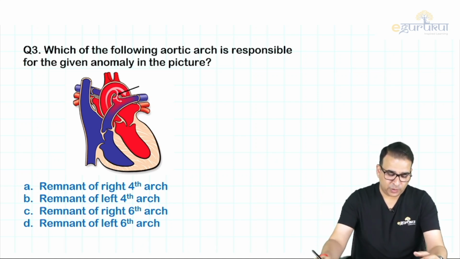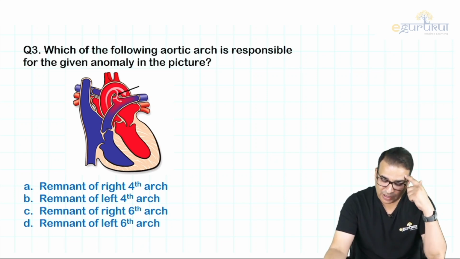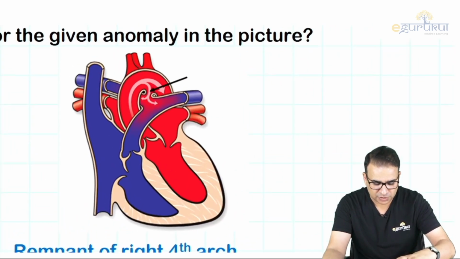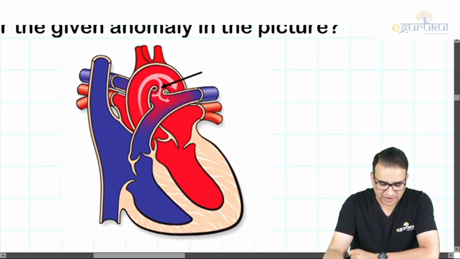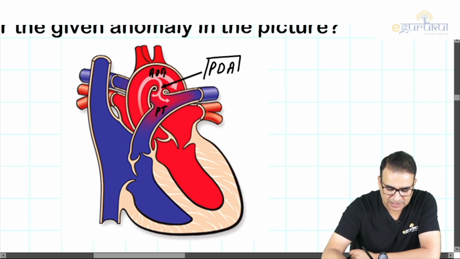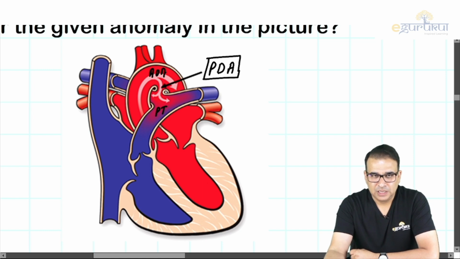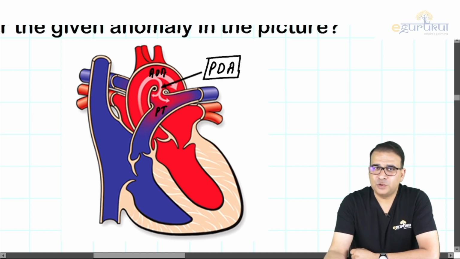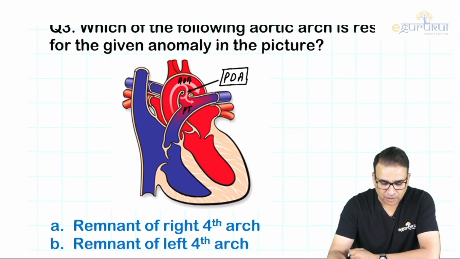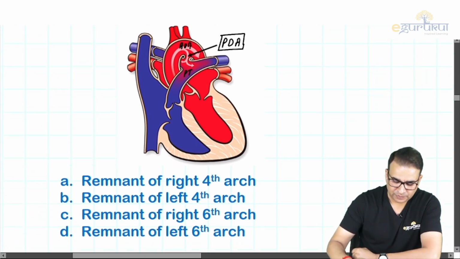Now, what you see in this picture, question number 3 says, which of the following aortic arches is responsible for the given anomaly in this picture? What is the anomaly in this picture? I'm pretty sure anyone can identify that. You can see there is a pulmonary trunk, and it is connected directly to the arch of the aorta. That obviously is the case of the patent ductus arteriosus, the PDA. To understand the patent ductus arteriosus, first we need to know how the ductus arteriosus was formed and what exactly it is a remnant of.